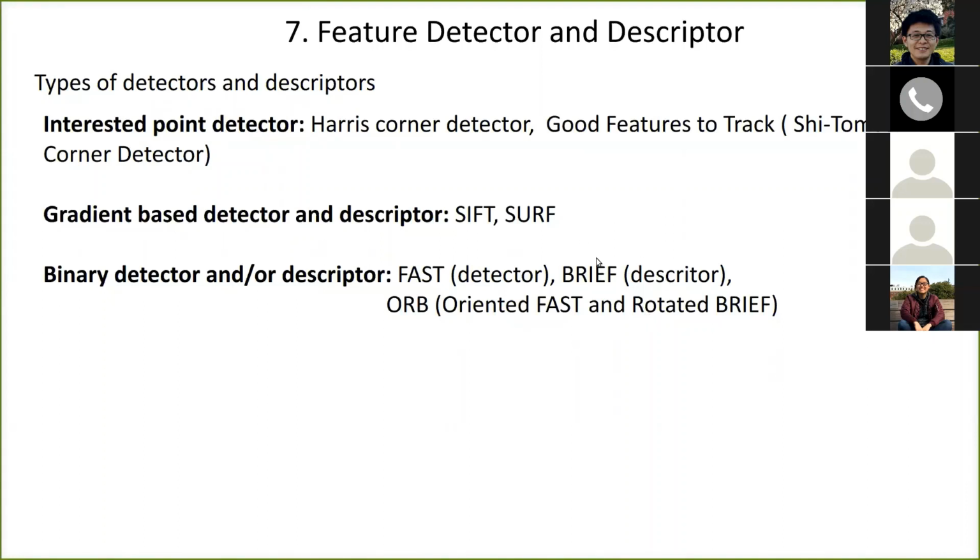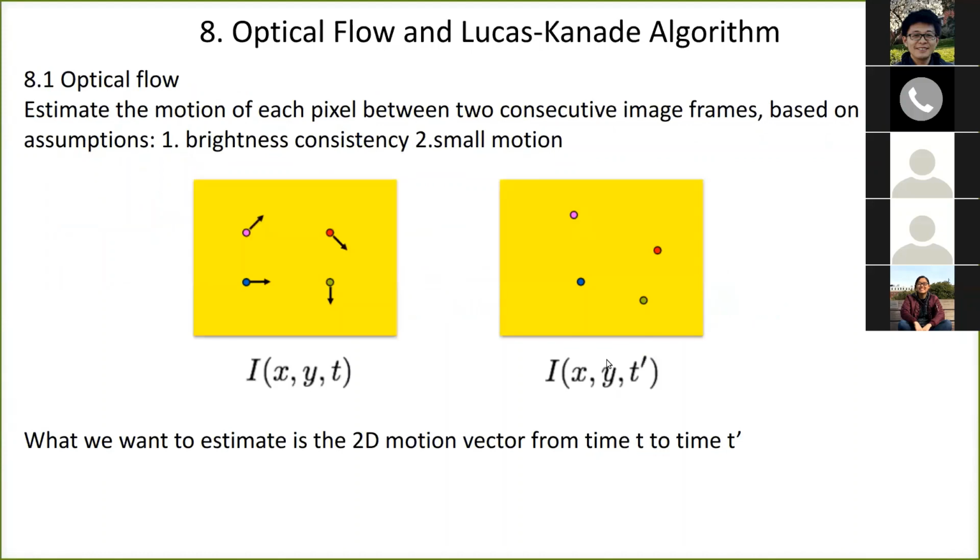A very successful combination of FAST and BRIEF is called Oriented FAST and Rotated BRIEF. It adds some orientation to FAST and adds some rotation to BRIEF, which makes the detector and descriptor more robust. That's why one of the most famous visual SLAM algorithms uses this ORB feature to do the feature matching and detection. Okay, so that's about feature detection and matching.